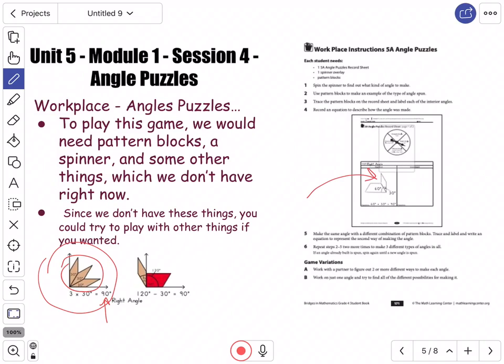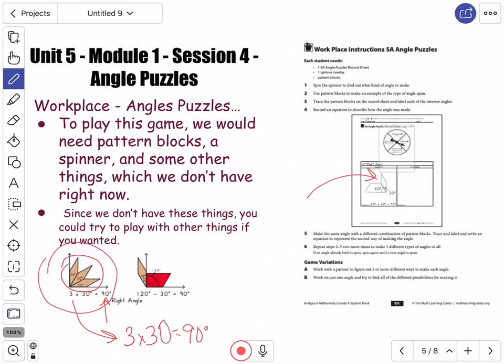So let's say that you spun a 90-degree angle. Okay, you could use these 3 pattern blocks, put them together to make a 90-degree angle. Okay, and then you would trace the pattern on the record sheet, which would be right here. Okay, and then you would label each of the interior angles.